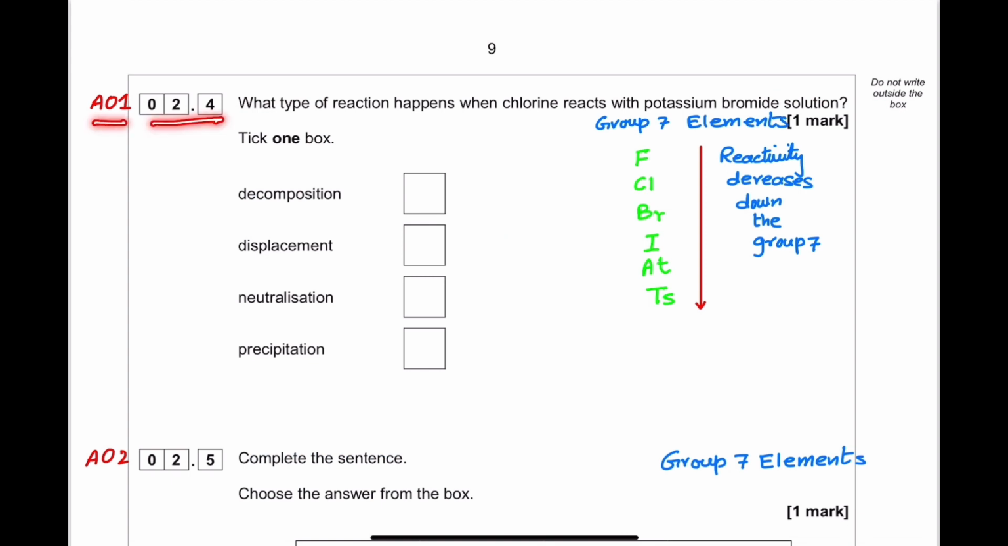2.4, which is an AO1 question. What type of reaction happens when chlorine reacts with potassium bromide solution? Chlorine is more reactive than bromine, and as you go down group 7 elements, the reactivity decreases. So chlorine is more reactive than bromine, so it will displace the bromine from potassium bromide solution. So it is a displacement reaction.